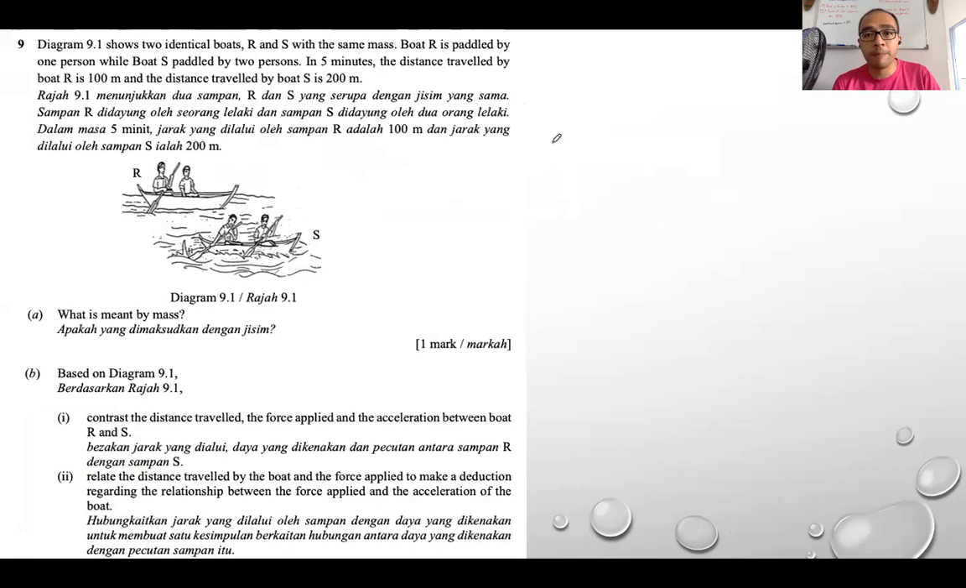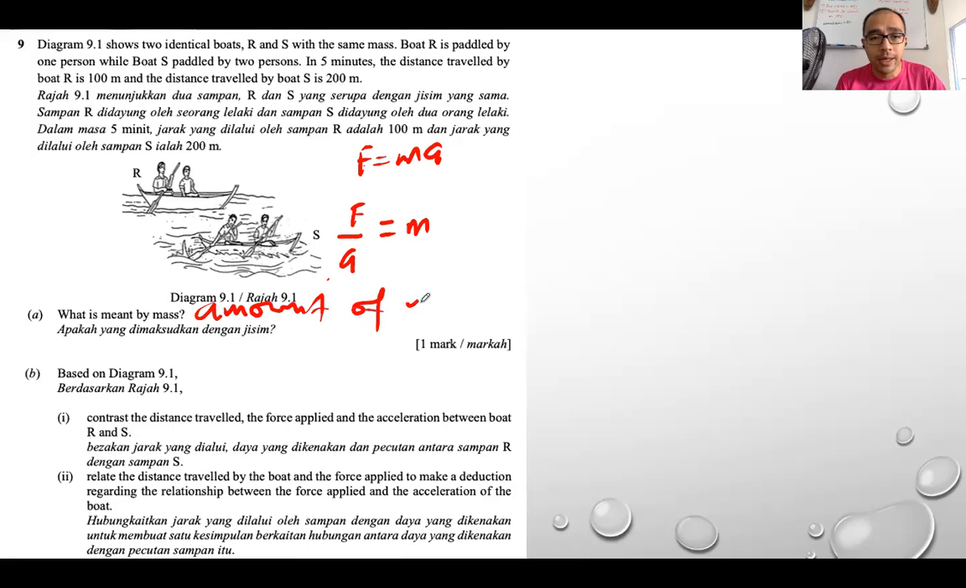Mass is... some of you wrote like this, because your formula is F equals ma, right? So you say, oh, mass is the ratio of force to acceleration. Which is technically correct. But as I said, in our physics paper, we don't work on technicalities. We work based on the definitions that have already been given to you. And mass is actually a definition from Form 1. Mass is the amount of matter. That's it.